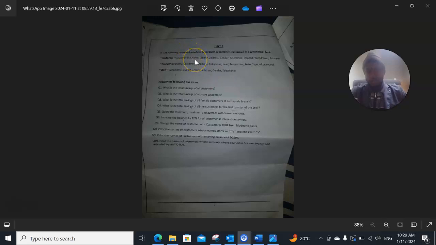Today we will be looking at part 2 of the final examination question, which I explained to you previously. In this course we have two sections: section 1, that is part 1, and section 2. Section 1 is talking about the theoretical aspect, and section 2, that is part 2, is talking about the practical aspect, that is the using of SQL.